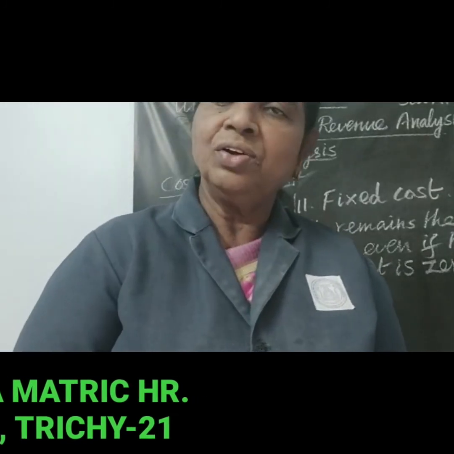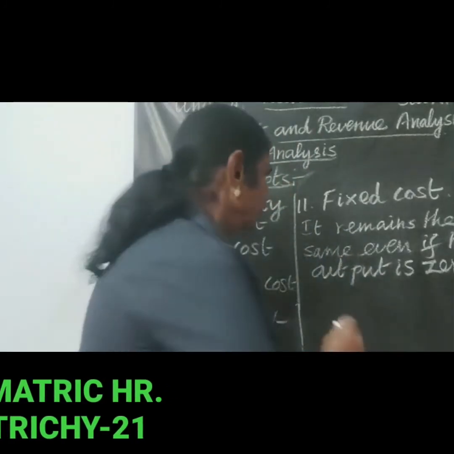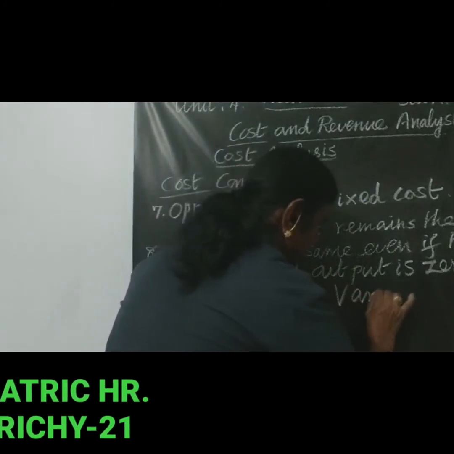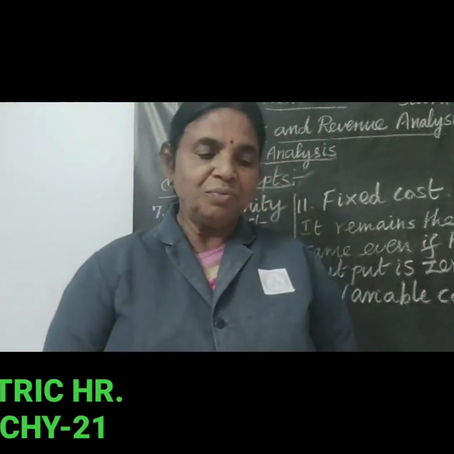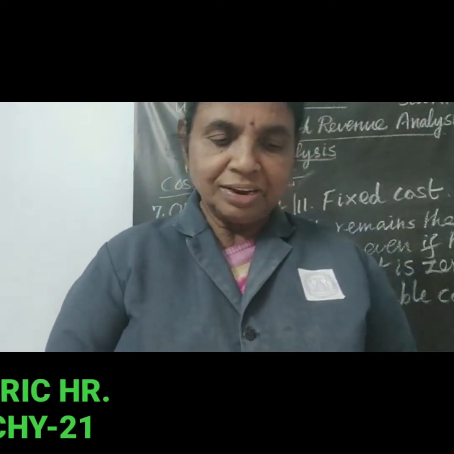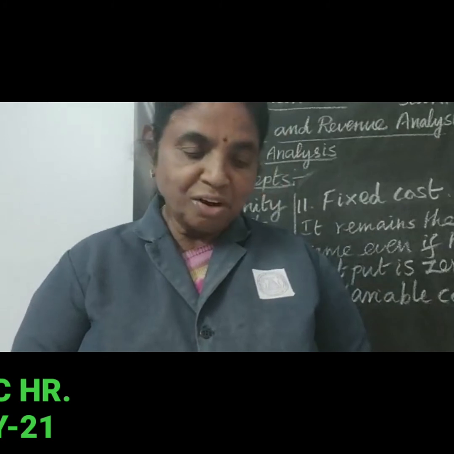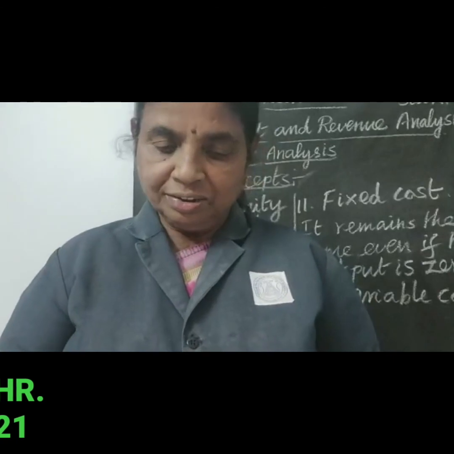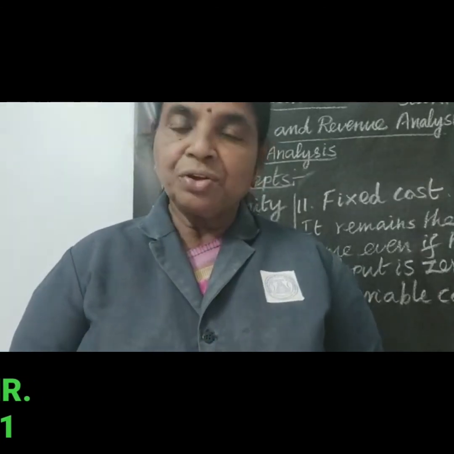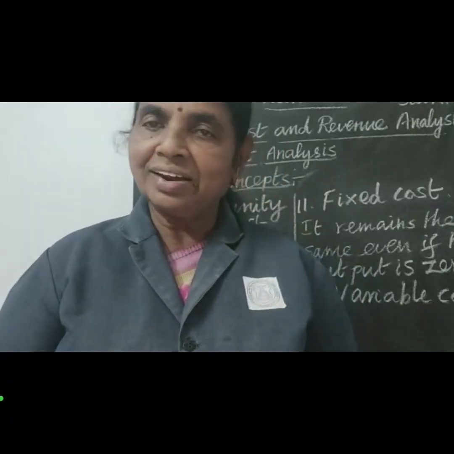And the last one is variable cost. These costs vary with the level of output. So the 12th, variable cost. So it varies with the level of output. And the best examples of variable cost are wages of temporary workers and cost of raw materials and fuel cost, electricity charges, transport cost, etc. So variable cost is also called as prime cost, special cost, or direct cost.